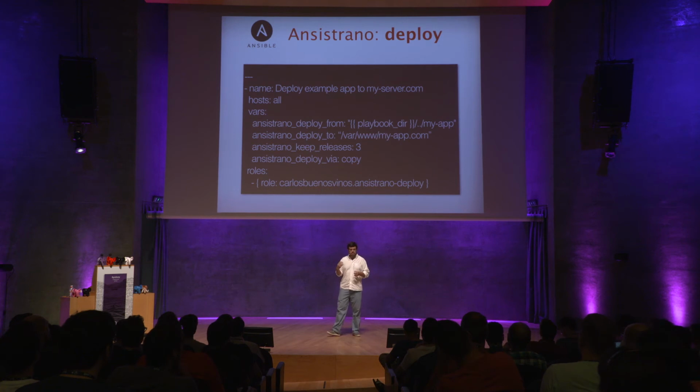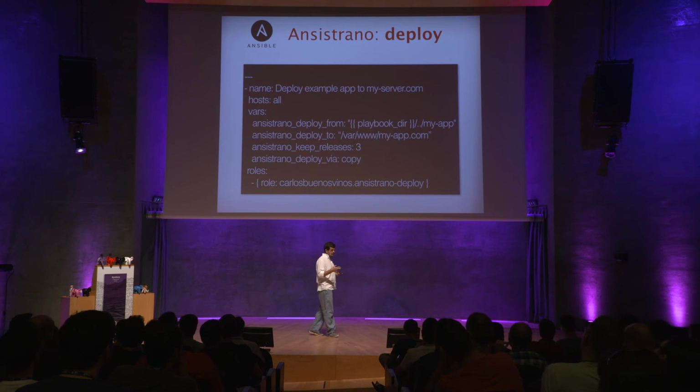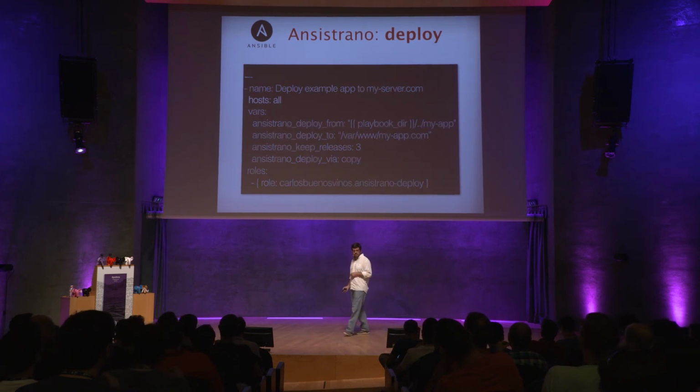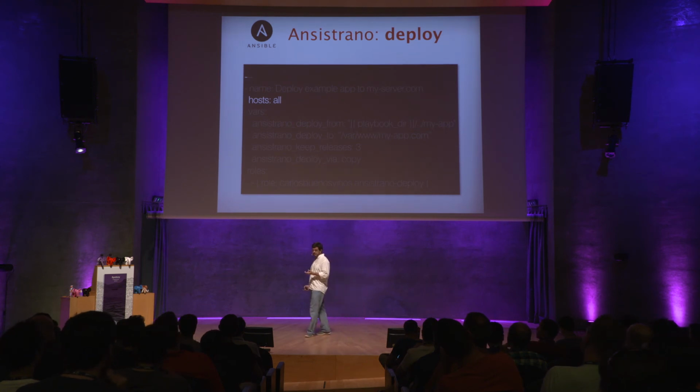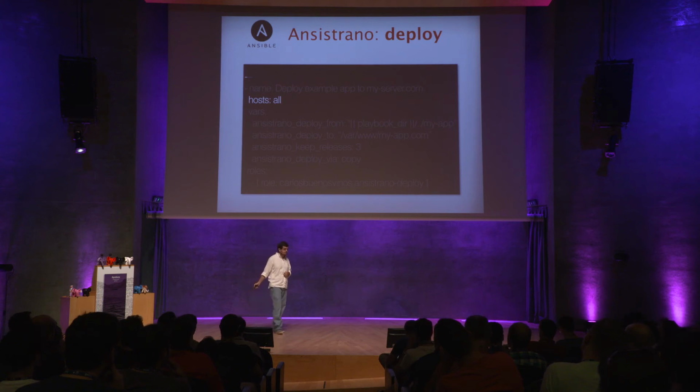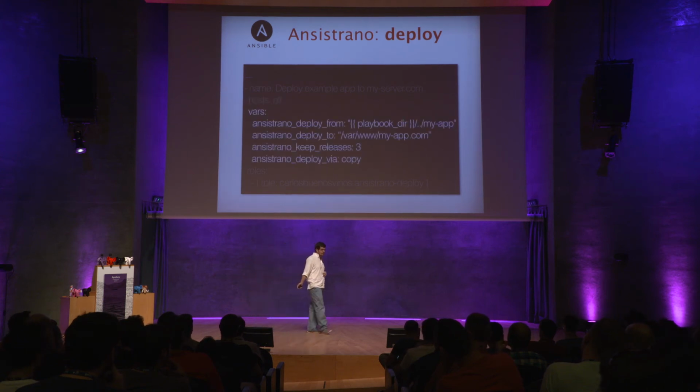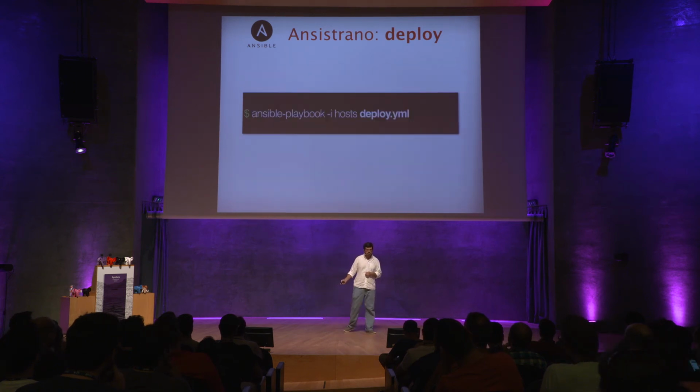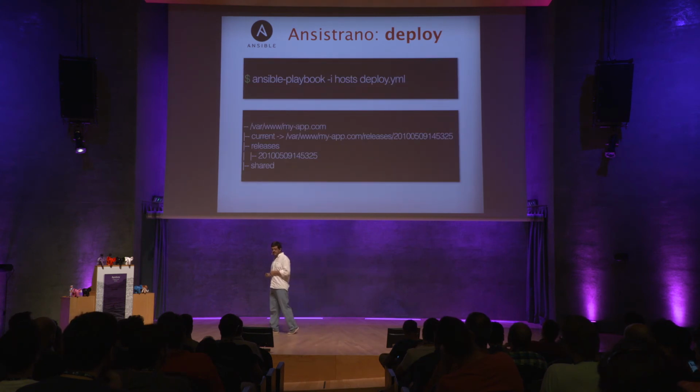So once you install Ansistrano, you create a playbook file with those variables that you need to change, and then you define the role, and then you can just run it. In this case, we're going to run Ansible on all hosts in the inventory file, and then we define some variables, the role, and then we run it like that, simple. And once you run it and it finishes, in the remote server, you're going to get that directory structure that we talked about.